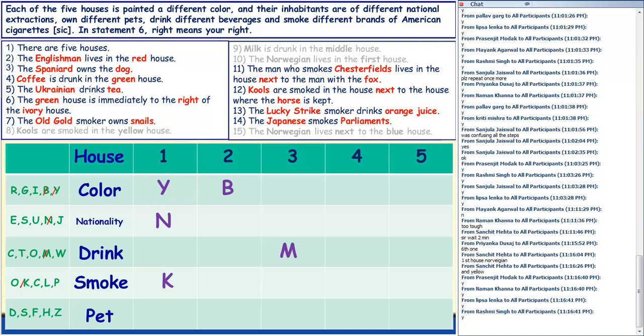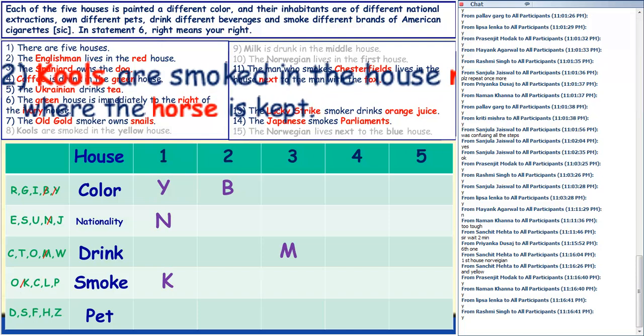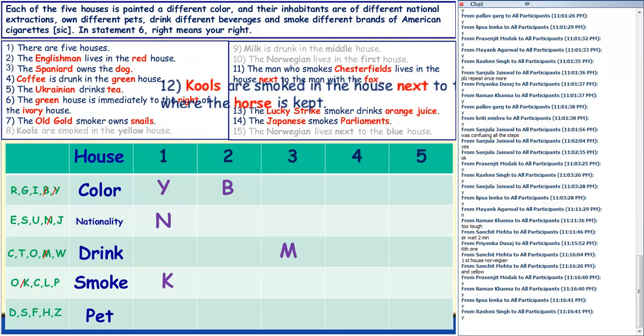ठीक है. अब बताओ नेक्स्ट और क्या इंफॉर्मेशन मुझसे मिल सकती है. नाउ स्टेटमेंट नंबर 12. लुक एट स्टेटमेंट नंबर 12. Cools are smoked in the house next to the house where the horse is kept. That is statement number 12.